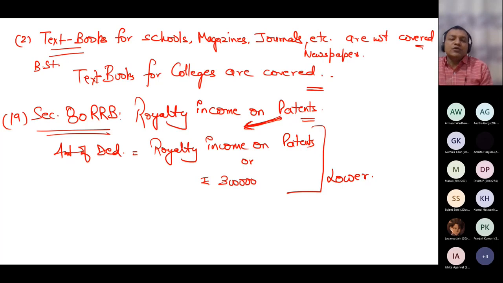The only difference is that in 80QQB you have royalty income on books when you write something, and in 80RRB it is royalty income on patents when you invent something and you have registered that invention as per the provisions of the Patent Act. So you have a patent in your name for that. If you want to sell your invention to any company, agency, manufacturer or whatever, they will give you royalty income. That is also allowed as deduction under 80RRB. Otherwise everything is the same. I hope this is also clear.